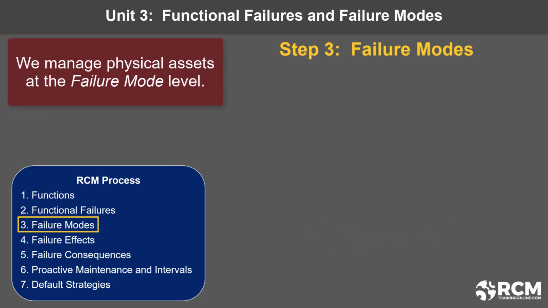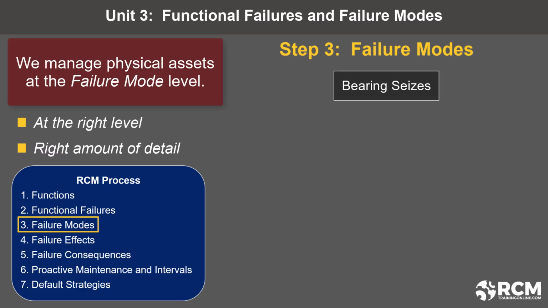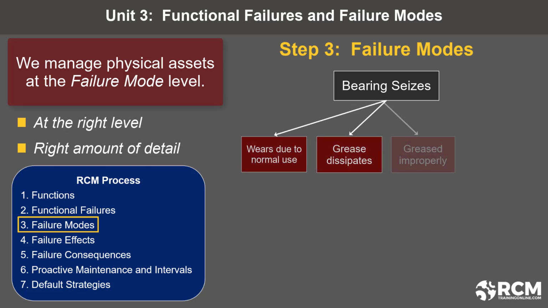Recall when we said that failure modes must be written at the right level, and they must be written in the right amount of detail. Let's look at why. Bearing seizes doesn't give us the details we need to make any meaningful decisions. It's way too broad. So we break it down into reasons that allow us to logically assign solutions.